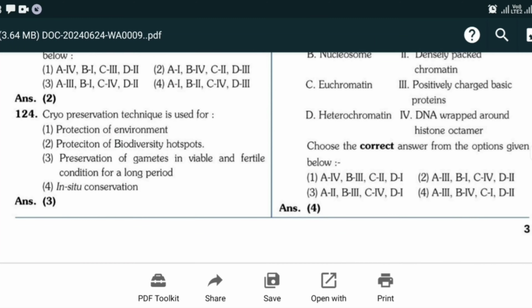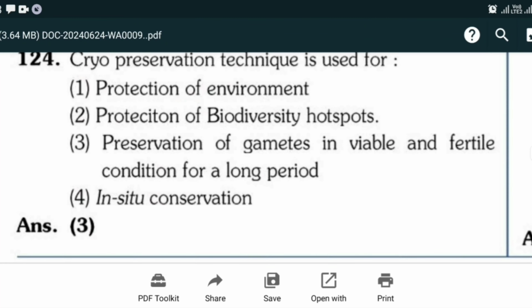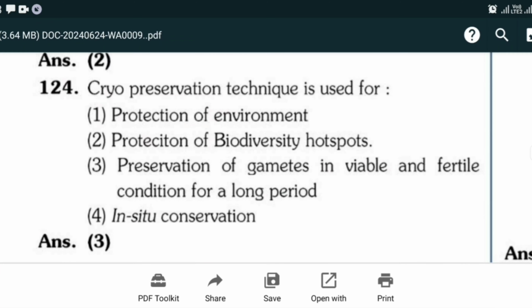Next, the cryopreservation technique is used for... So this is used to preserve gametes in viable and fertile condition for a long period. Option number 3 is correct, because in this method living materials can be stored in liquid nitrogen at -196 degrees Celsius for a very long time. We can preserve these materials for future use, and it is one type of ex situ conservation. The correct option for the cryopreservation technique is the third option.